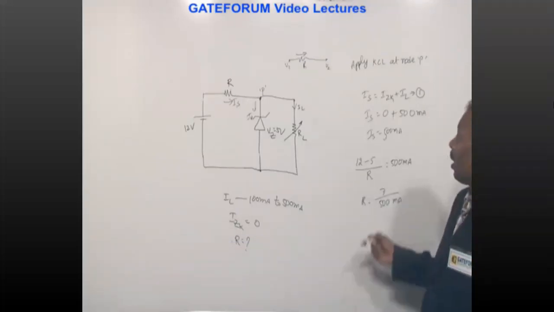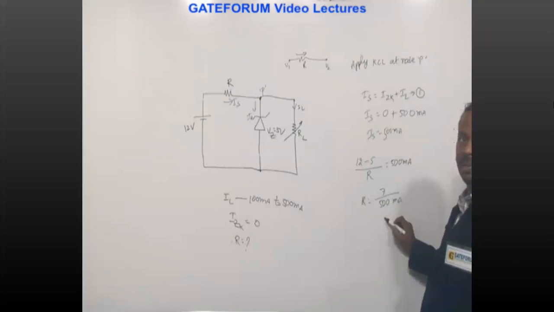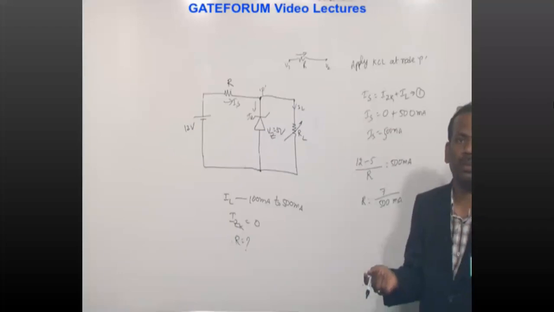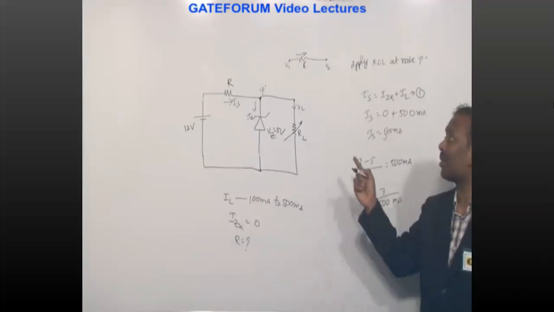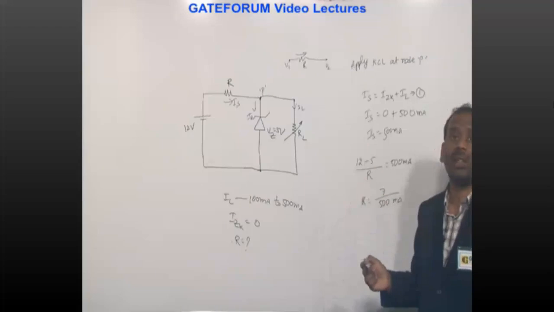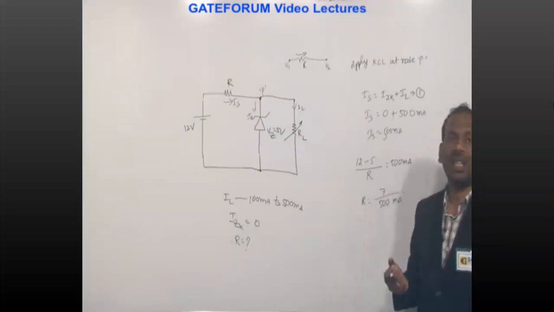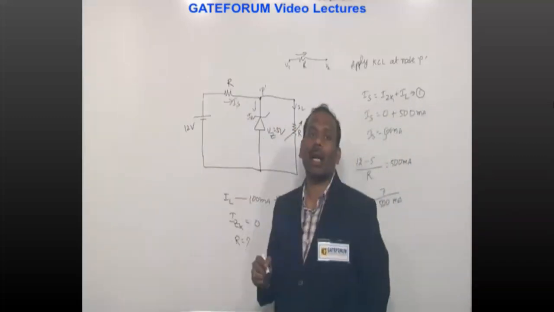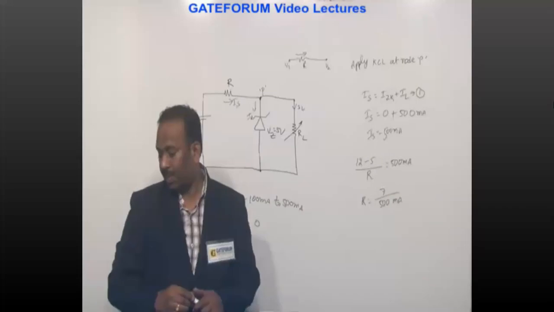Clear? Now if you take 100, you will get some other value, but we have to take out of two values the maximum value. If you take a minimum value, then the Zener diode is going to be damaged because more current is entering into the Zener diode. So here always the resistor value should be a large value. Clear? Next problem.